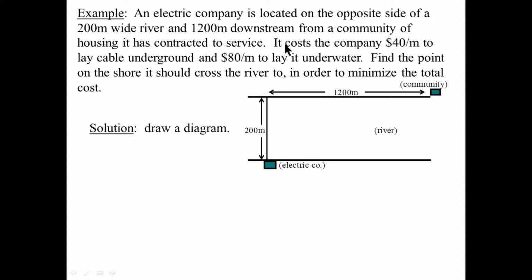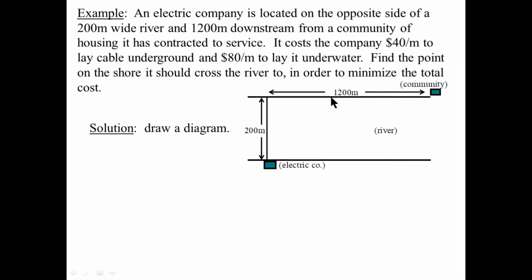So let's look at what's going on here. Here's the river, water. It's 200 meters wide. Here's the community, 1,200 meters downshore, or downstream along the opposite shore from the electric company, which is over here. 1,200 meters, that's more than a kilometer. So some wire has to be laid from this electric company to this community across this river. We could go straight across and then all the way along, or we could go straight under the water, straight over to the community, but we want the cheapest one.